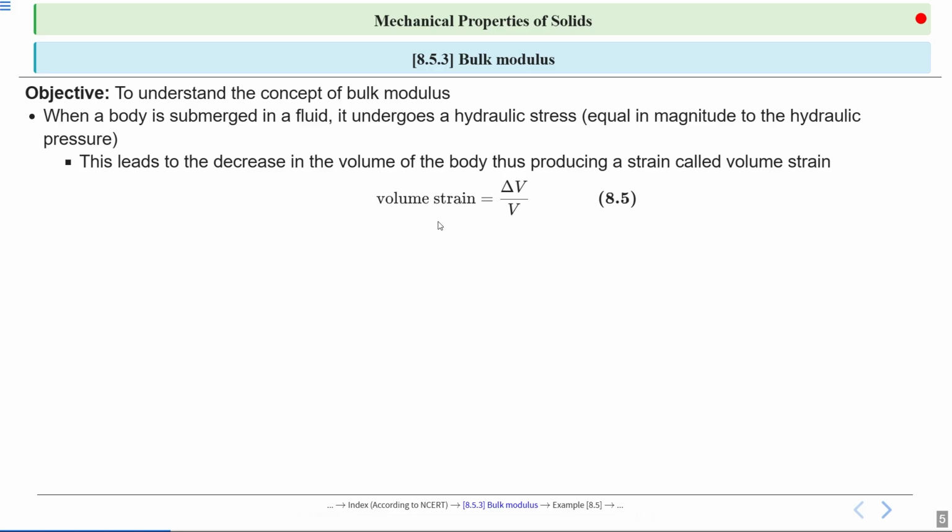So we can say strain. Volume strain itself has no units. It's a unitless quantity. Alright. The formula for the volume strain helps us quantify how much the object is compressed.